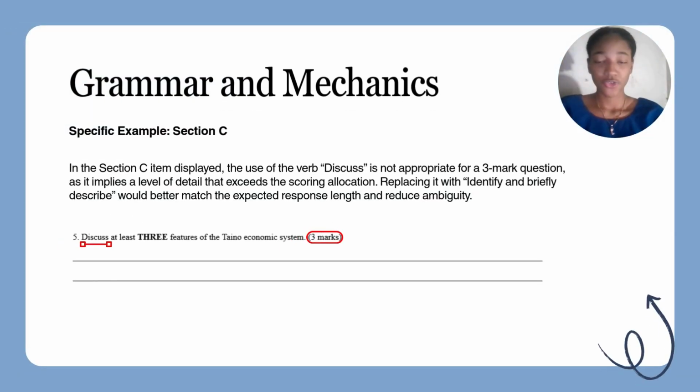In section C, short answer questions, an item reads, "Discuss at least three features of the Taino economic system. 3 marks." The use of the verb discuss is not appropriate for a 3-mark question, as it implies a level of detail that exceeds the scoring allocation. So replacing it with "identify and briefly describe" would better match the expected response length and reduce ambiguity.